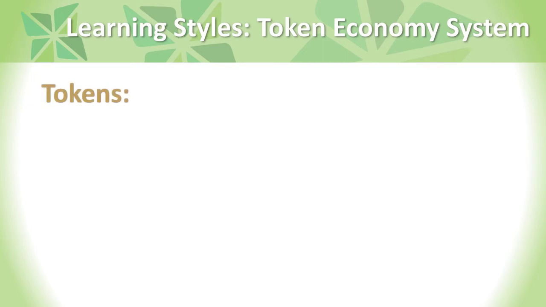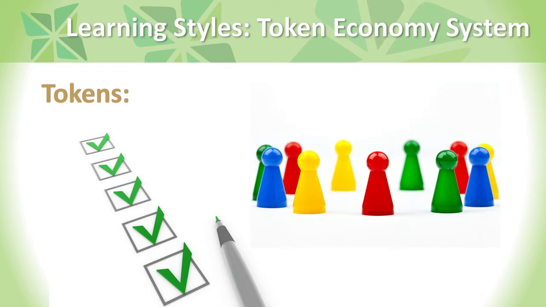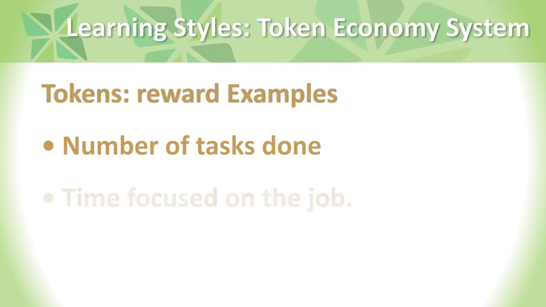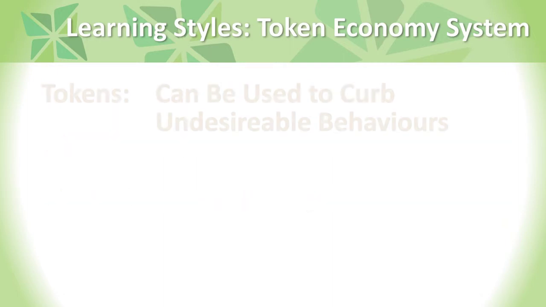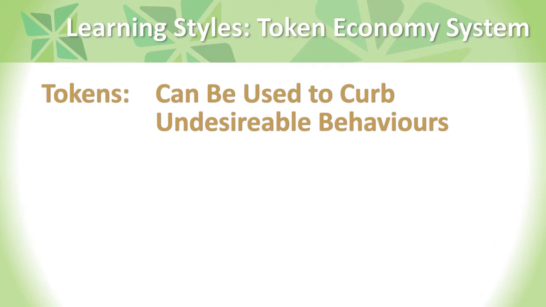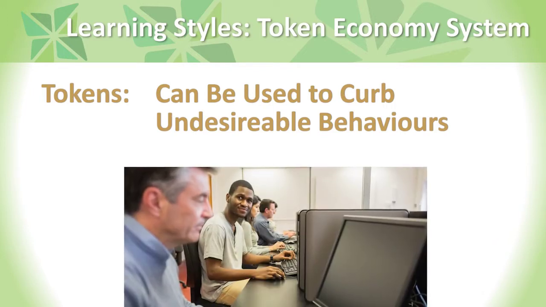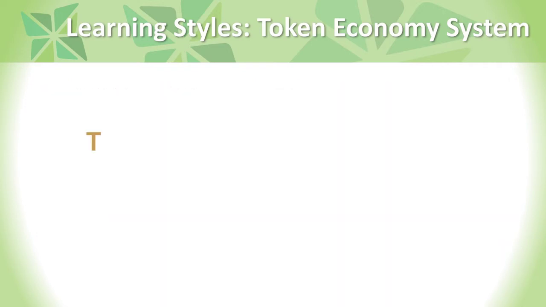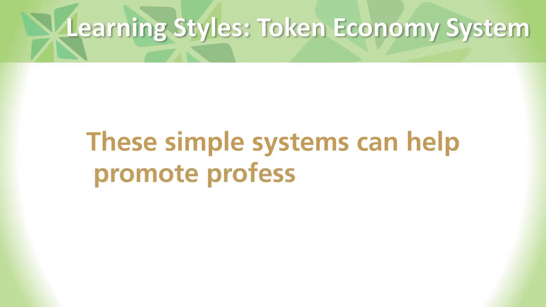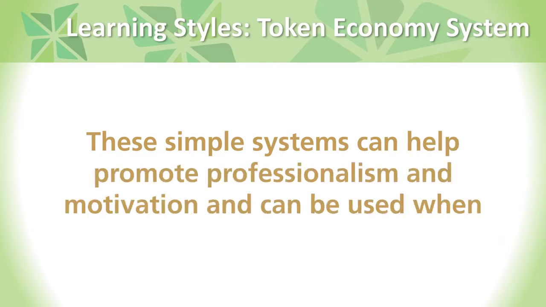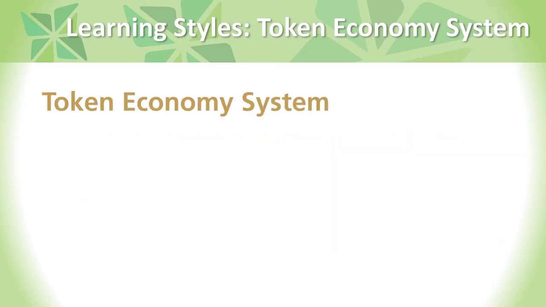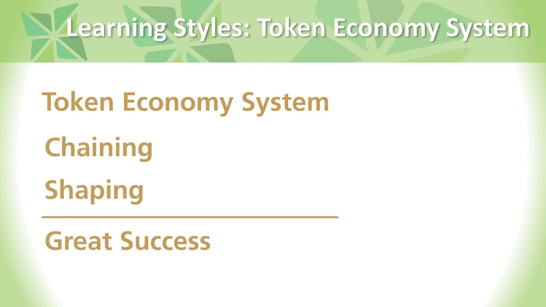Tokens can be anything from stickers and check marks to game board pieces moving up a board. They can be given out for a number of tasks done or for time focused on the job. They can also be used to curb undesired behaviors. For example, for every 30 minutes that the individual does not distract a coworker, they get a token. These simple systems can help promote professionalism and motivation and can be used when someone is learning a new task. Specifically, the token economy system can be used in conjunction with chaining and shaping with great success.